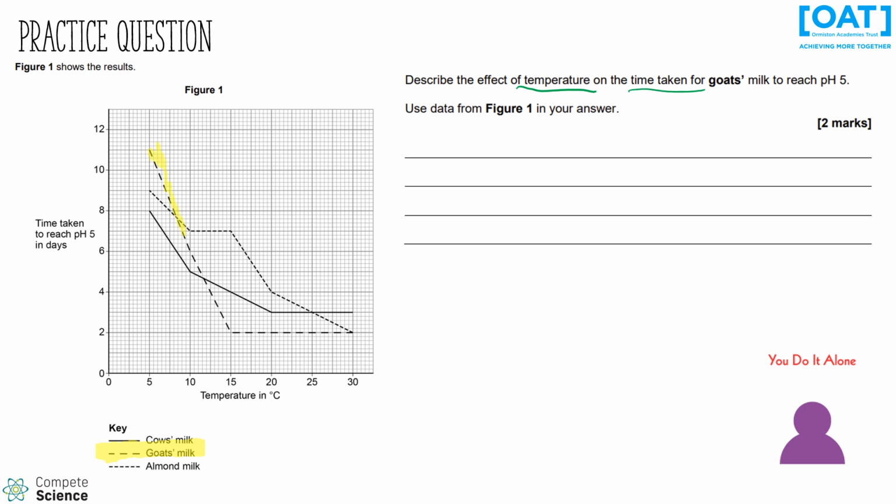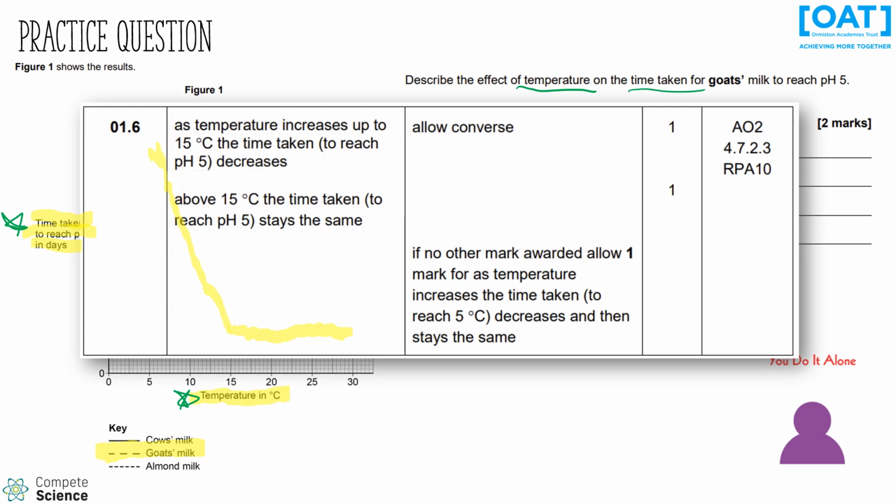So we've got this trend here. We need to describe the effect of the increasing temperature on the time taken to reach pH 5 in days, and we need to be using these terms in our answer. How does the temperature affect the time taken to reach pH 5? So let's have a look.